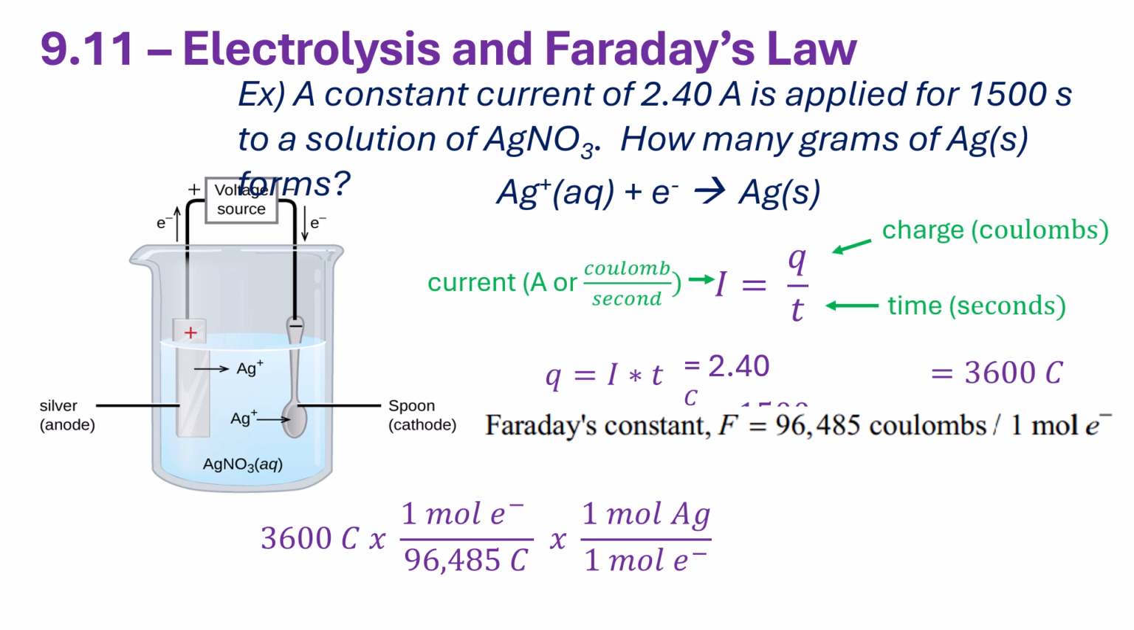Remember, I'm going to my solid silver. I'm not really concerned with my silver ions, but anyway, it's a 1 to 1 ratio. And from here, it's just moles of silver to what we're looking for, which is grams, using the periodic table. And so very simply, ready to plug it in, I get 4.0 grams of silver plated onto that silver spoon or whatever the object was. All right, let's try another one.